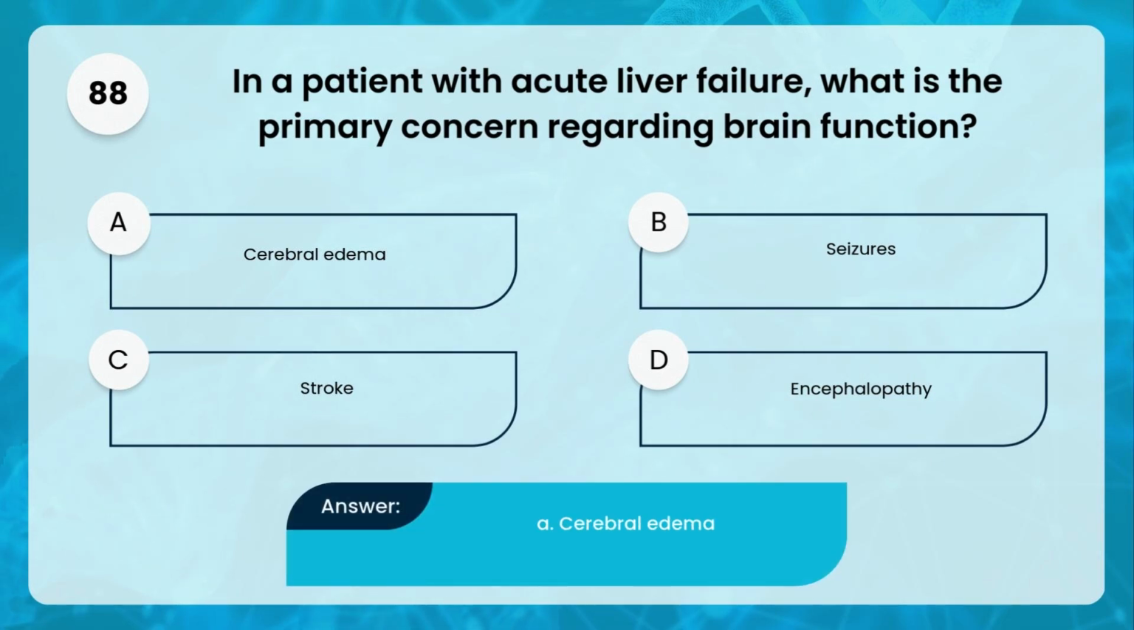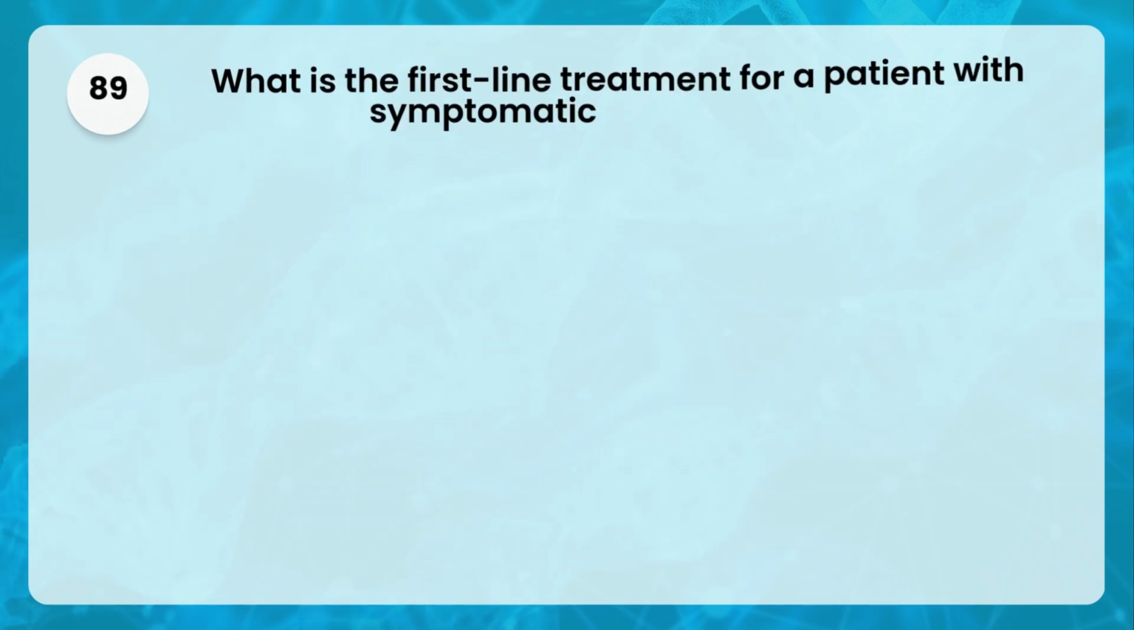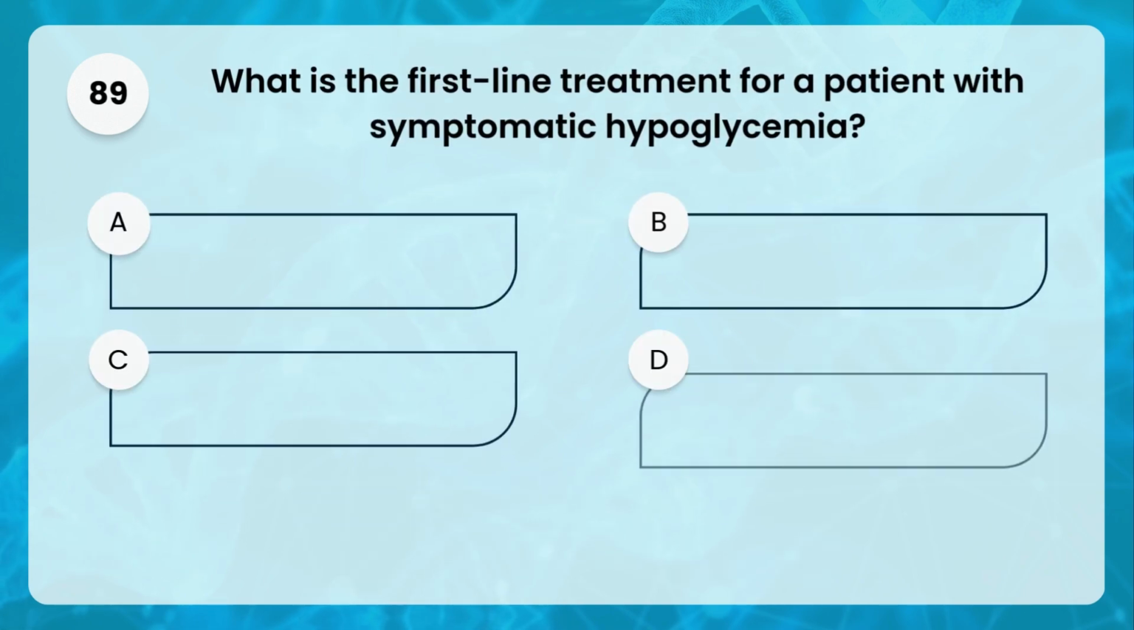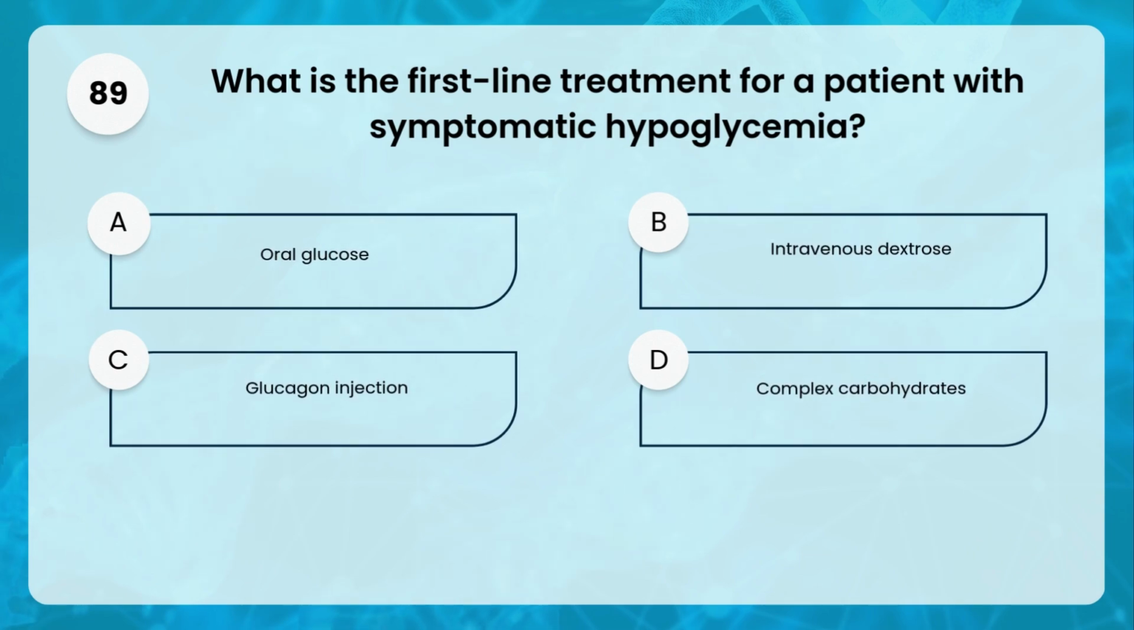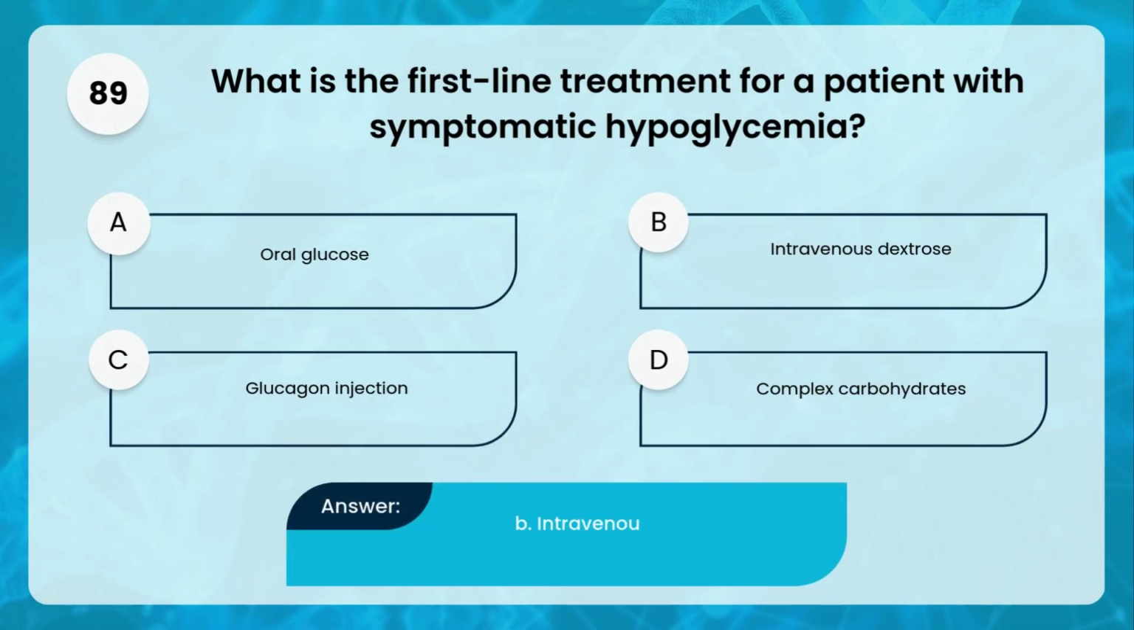Cerebral edema. 89. What is the first-line treatment for a patient with symptomatic hypoglycemia? A. Oral glucose. B. Intravenous dextrose. C. Glucagon injection. D. Complex carbohydrates. The answer is B. Intravenous dextrose.